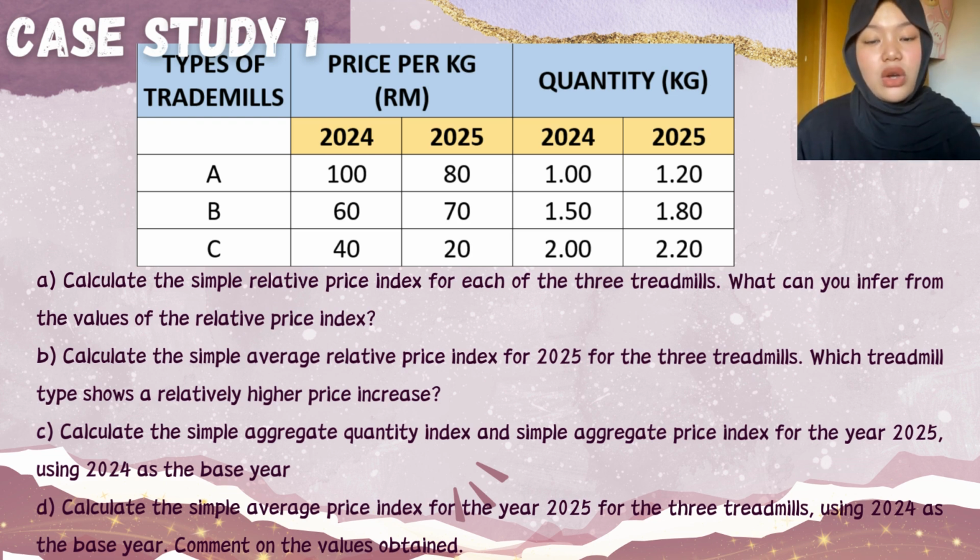The quantity sold also increased slightly from 1 kg to 1.20 kg for A, from 1.50 kg to 1.60 kg for B, and from 2 kg to 2.20 kg for C. Using this data, we will calculate different index number to compare prices and quantities between these.